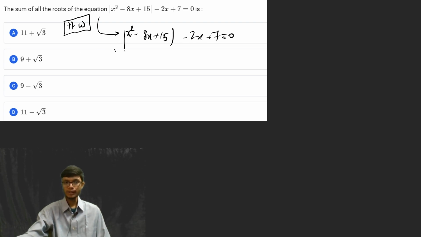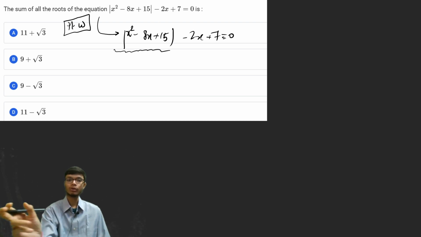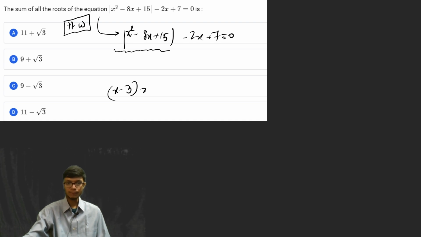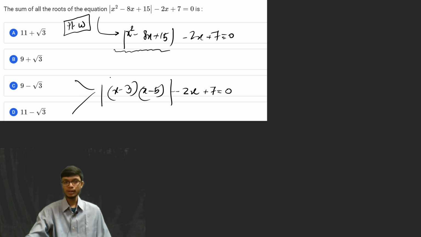Firstly you get the critical values. To get the critical values of the modulus function, you put the inside part equal to 0. That means you can factorize this as x minus 3 and x minus 5, mod of that, minus 2x plus 7 is equal to 0. Now you apply conditions: when x is less than 3, when x is greater than 5, and when x belongs between 3 and 5.